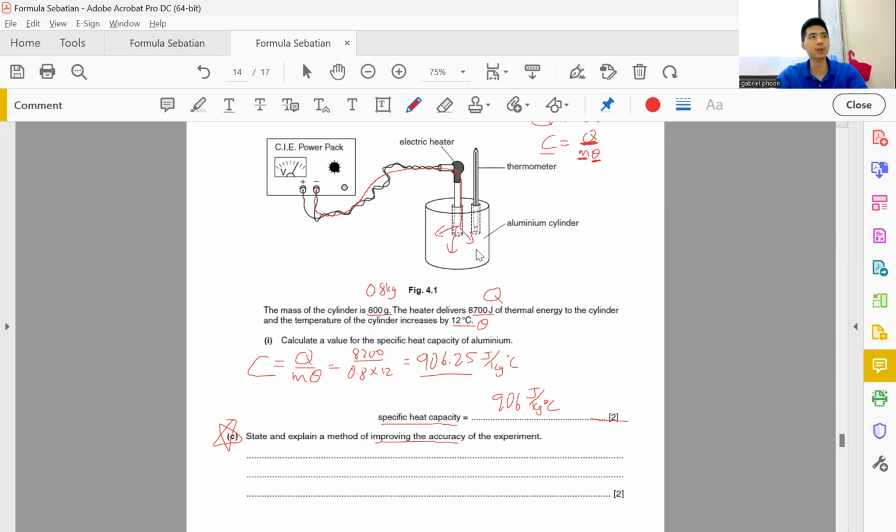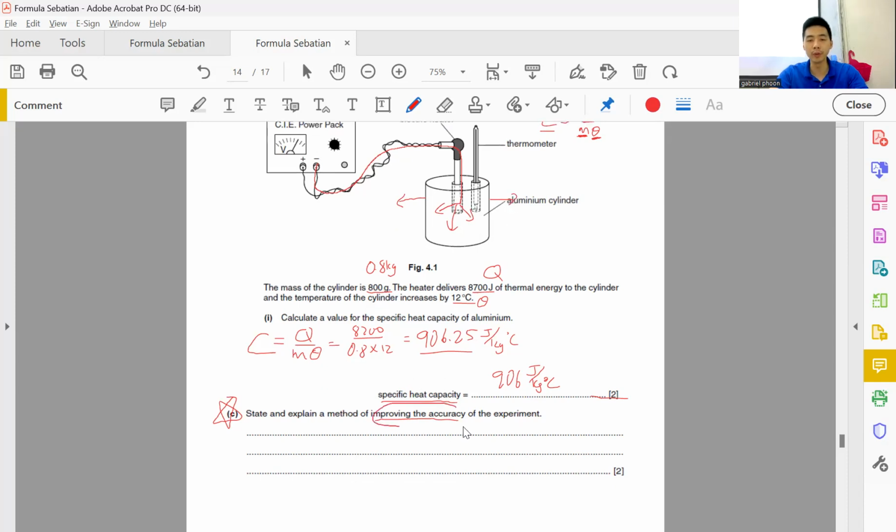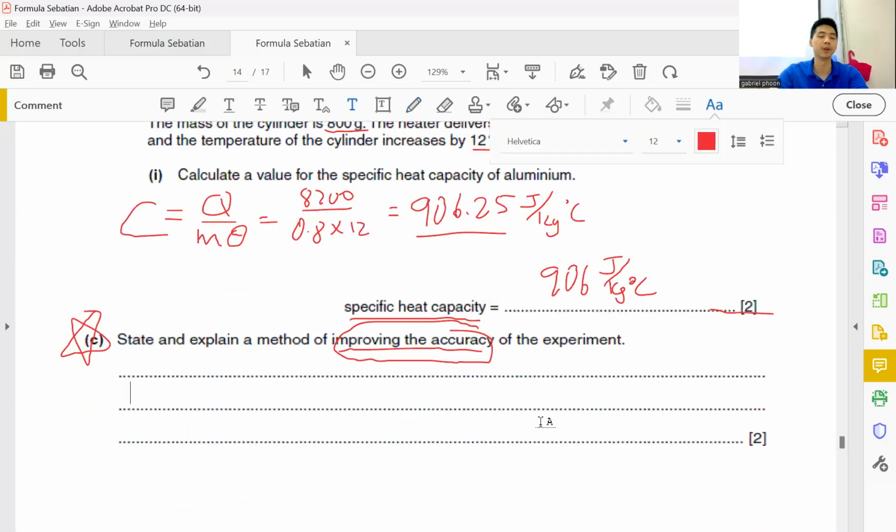In a real life scenario, will this be possible? No. Where will the energy go? Good, it will be lost to the surrounding. So one way to improve the accuracy is by reducing the energy loss to the surrounding, right? So the most common method is to insulate the block. If you insulate the block with some insulating material, or even put a cap on the aluminum block, this prevents the heat energy from being lost to the surrounding, which will ultimately improve the accuracy of the experiment.